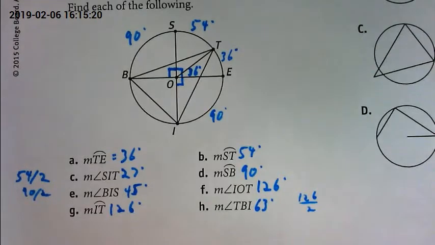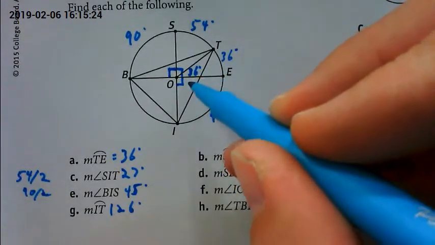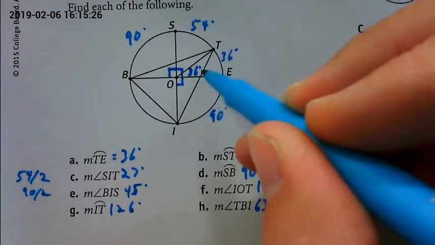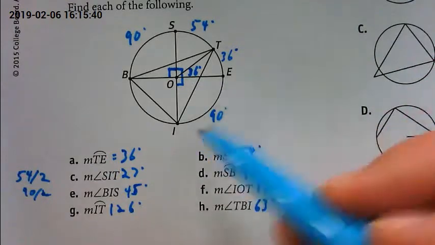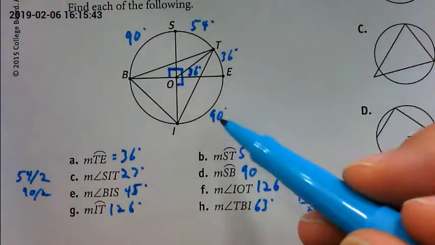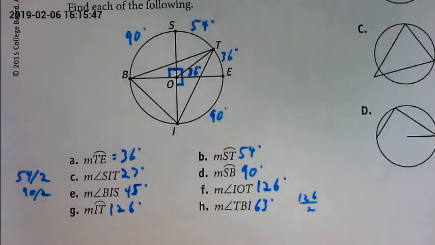To get F, we added, so this was 90, and this was 36, so we added 90 and 36. So we actually went way back to chapter 3, I think, and did the angle addition postulate. Right? We added the two angles together to make the bigger angle. In this section, we had the arc addition postulate. Again, you could use the arc addition postulate if you want to do TI, because this is 90, that's 36. You could say that's 126 because of arc addition.